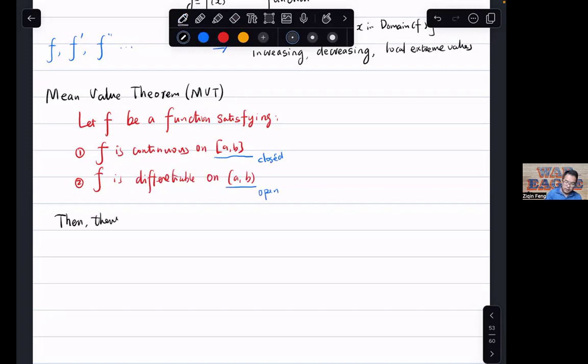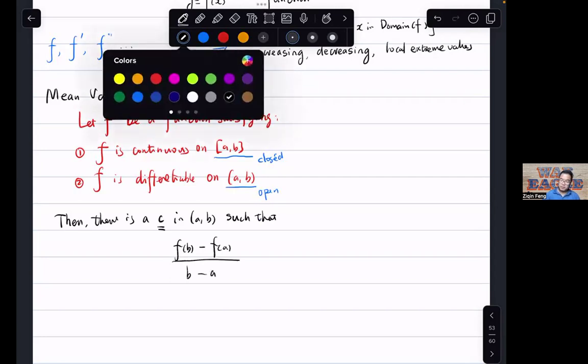there is at least one c, a number inside (a, b), such that we can make a connection between the derivative and the function value. So what's the connection? f prime of c equals f of b minus f of a over b minus a, right?